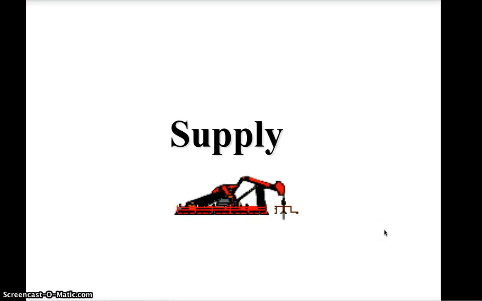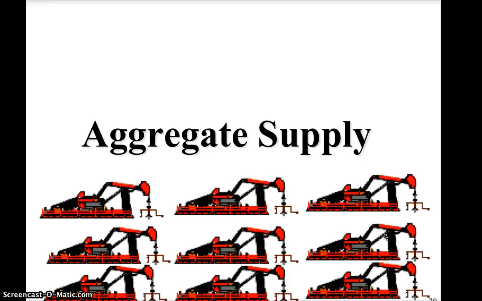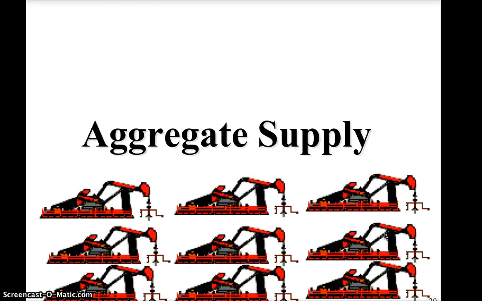So we have taken a look at aggregate demand, and so now we're going to look at aggregate supply, which is a little bit more complicated in several ways. So go back to Module 2 and think about supply, one oil derrick producing something, the supply side of the equation. Well, aggregate supply is obviously going to be all of the production in the economy, all of the producers combined, because that's what the word aggregate means.